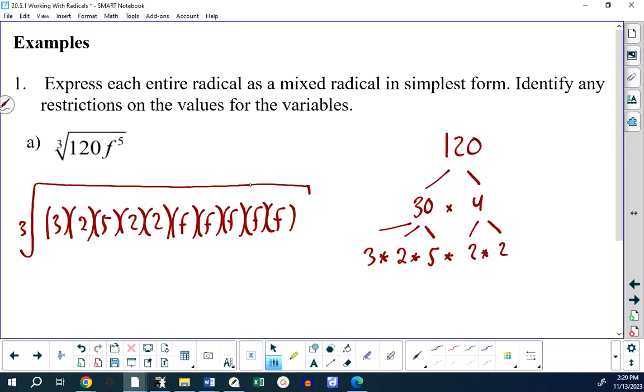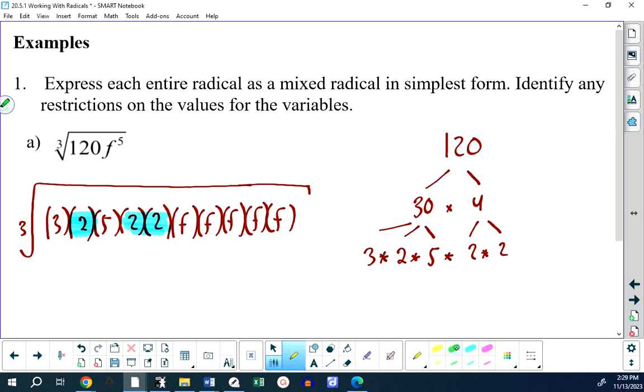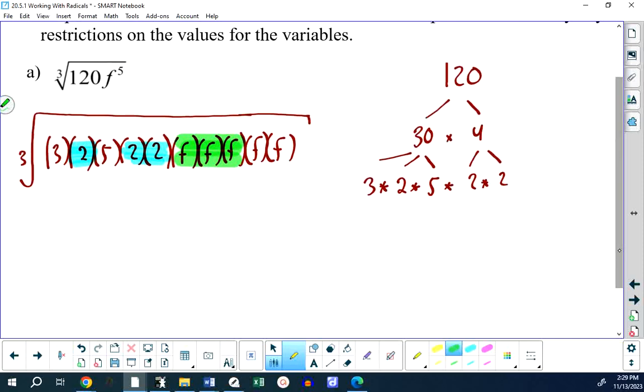Since this is a cube root, everyone, we are looking for things that occur in triples. So there are 3 2's. But we also have 3 f's. And that means that the 3 blue 2's under the cube root can be written as a single 2 outside. The 3 green f's under the cube root can be written as a single f outside. And the leftovers get packed back together.